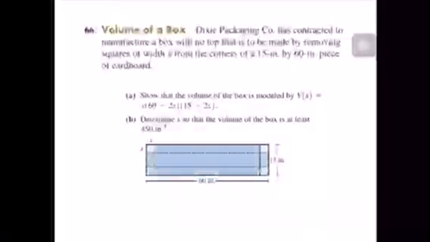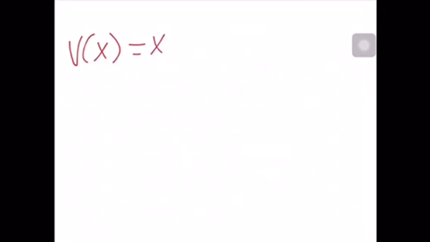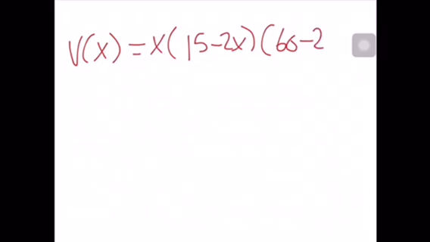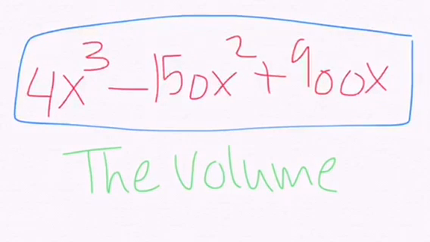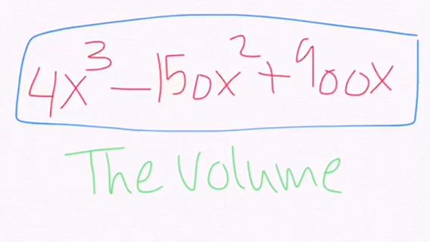In this video, we are going to solve 3 questions from the book Precalculus, Graphical, Numerical, Algebraic, Chapter 2, Lesson 3, questions 66, 67, and 68. Question number 66. The equation, which is V(x), is equal to x multiplied by (15 minus 2x) multiplied by (60 minus 2x). Distribute. After distributing and adding and multiplying, this is the volume that we found.